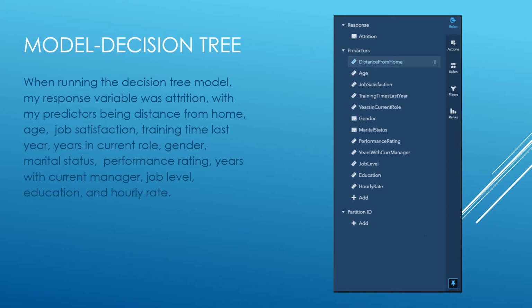So for our first model, the decision tree. When running the decision tree model, my response variable was attrition, and the predictors were distance from home, age, job satisfaction, training time last year, years in current role, gender, marital status, performance rating, years with current manager, job level, education, and hourly rate. So obviously you can see my first predictor was distance from home. We wanted to measure that first because that directly relates to the hypothesis. But as discussed in the earlier trends slide, we also wanted to look at other things.